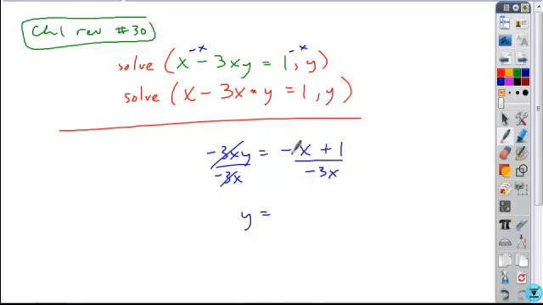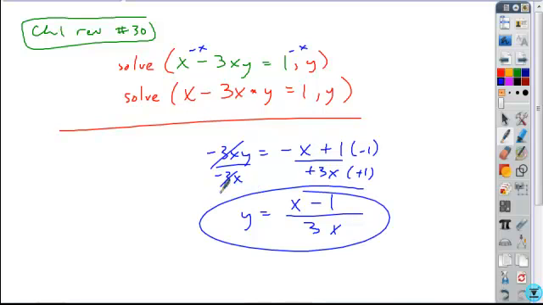So our y is equal to, now we don't want negatives in both the denominator and numerator. So what we're going to do is take our negative factor from the denominator and move it up. So basically if we multiply this by negative 1 over negative 1, the negatives in the denominator cancel, leaving just the 3x. And in the numerator it changes the sign of our x to a positive and our 1 to a negative. And so we get our solution in that form.